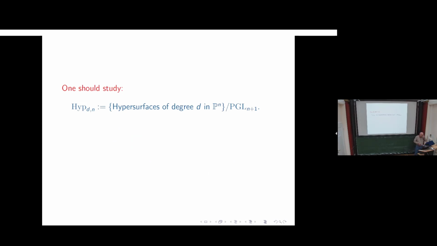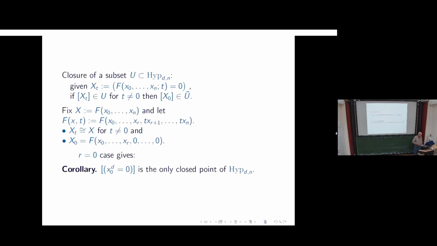Okay, and so that means that aside from these few cases, we should really study hypersurfaces of degree D, mod linear changes of coordinates. Now the point is that this is a horrible space. Okay, let's just see how horrible it is.